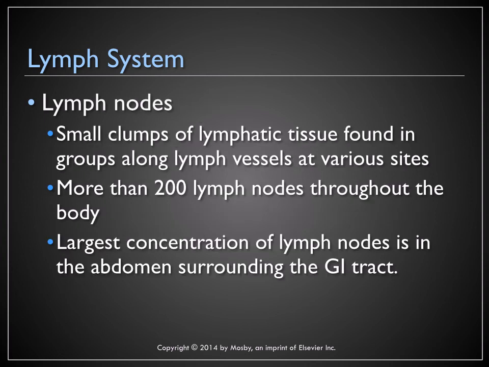Lymph nodes are small clumps of lymphatic tissue found in groups along lymph vessels that filter pathogens and foreign particles that are carried by lymph. Lymph nodes are round, oval, or bean shaped, and they vary in size according to their location. There are over 200 lymph nodes throughout the body, with the greatest predominance in the abdomen, which is surrounding the GI tract.